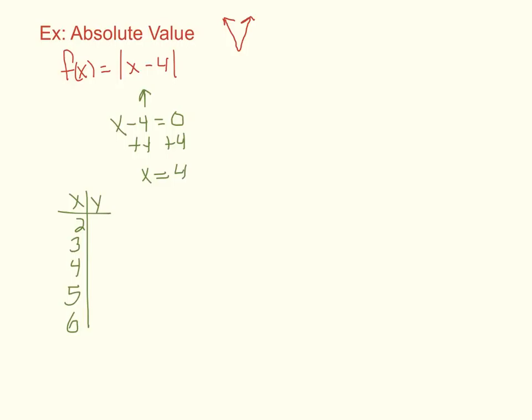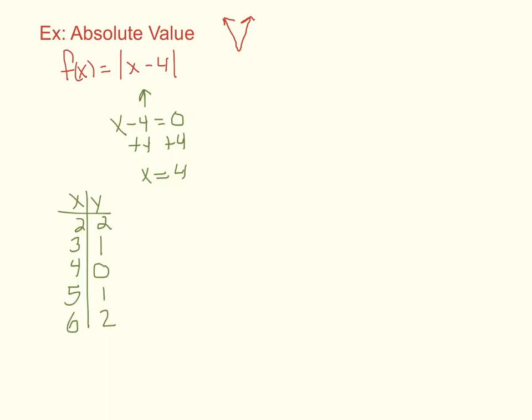Okay, so I'm going to go ahead and I'm just going to plug in numbers. So if I plug in 2, 2 minus 4 is negative 2. The absolute value of negative 2 is 2. If I plug in 3, 3 minus 4 is negative 1. The absolute value of negative 1 is 1. If I plug in 4, I'm going to get 0. And remember, it's going to reflect.